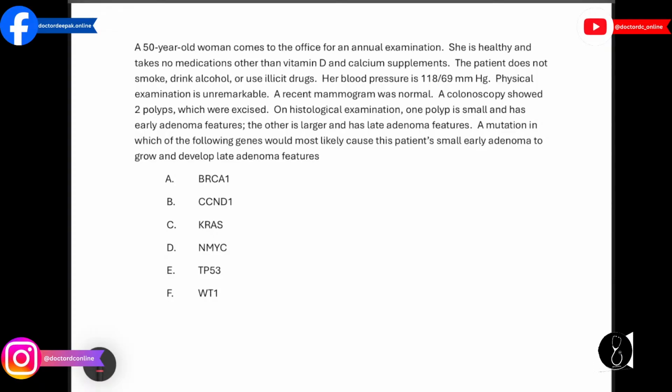Our next question is: a 50-year-old woman comes to the office for an annual examination. She's healthy, taking no medication other than vitamin D and calcium supplements. The patient does not smoke, drink alcohol, or use illicit drugs. Her blood pressure is 180/69. Physical examination is unremarkable. A recent mammogram was normal. Colonoscopy showed 2 polyps which were excised. On histological examination, one polyp is small and has early adenoma features. The other is larger and has late adenoma features.